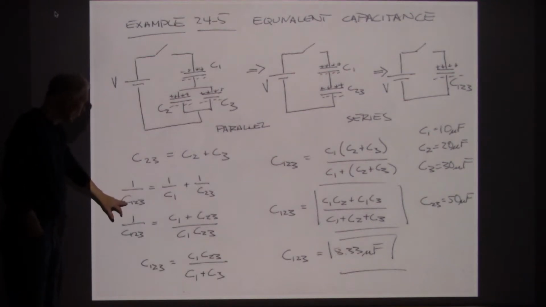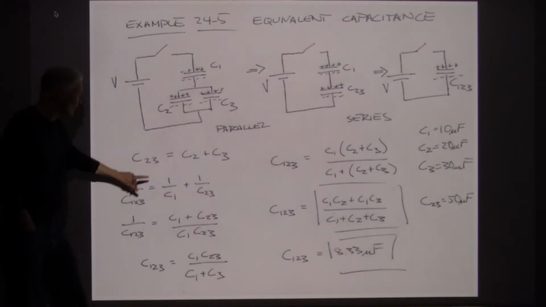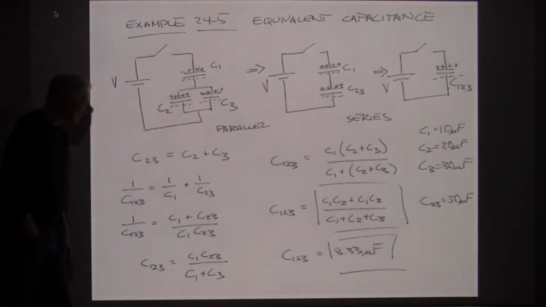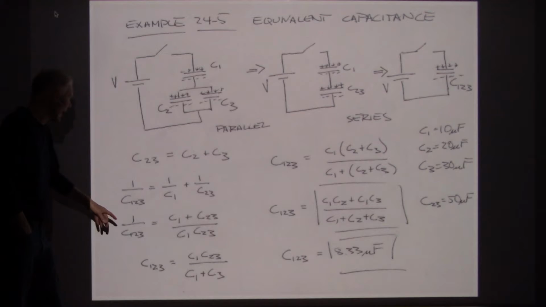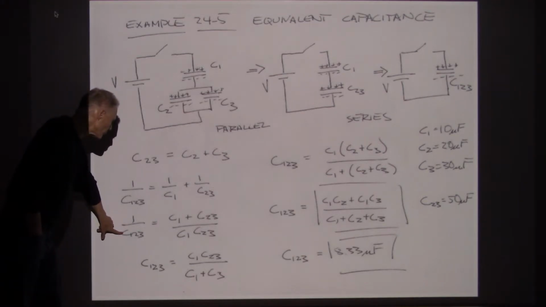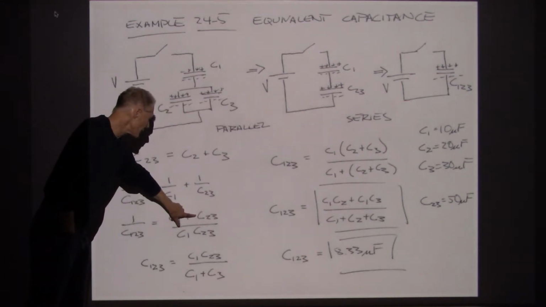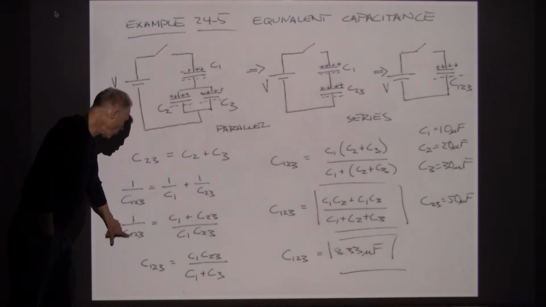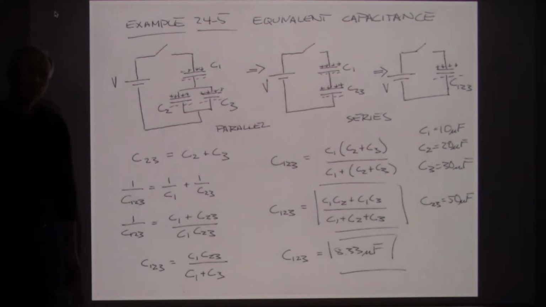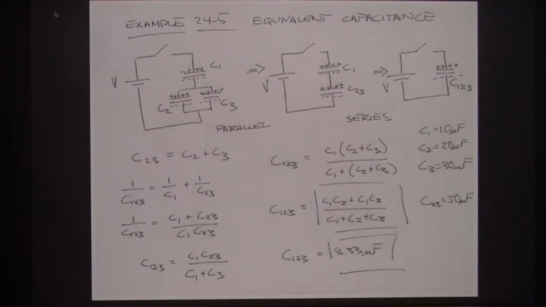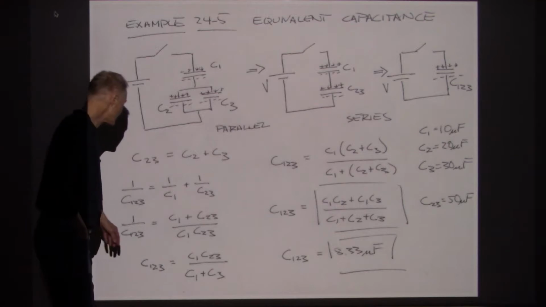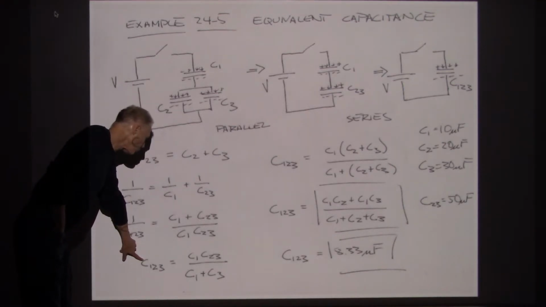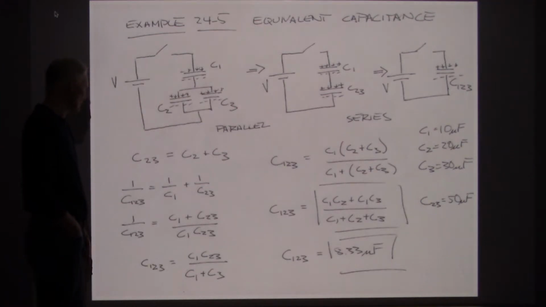So I'm going to have to take 1 over the combined capacitance is equal to 1 over C1 plus 1 over C23. Now a little algebra on that gives me 1 over C123 is equal to (C1 plus C23) over (C1 times C23), and then I flip the whole thing over to get C123. So that's it. What we've ended up doing is being able to get a combined expression for C123.